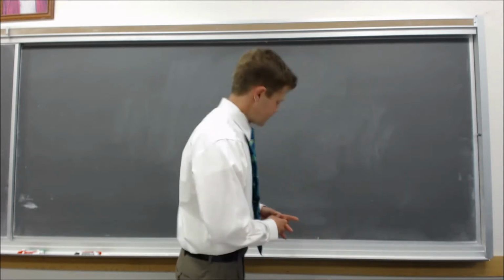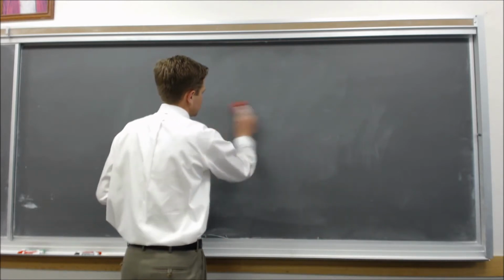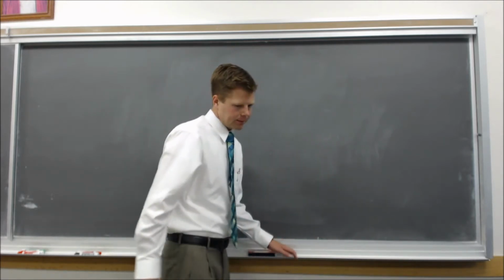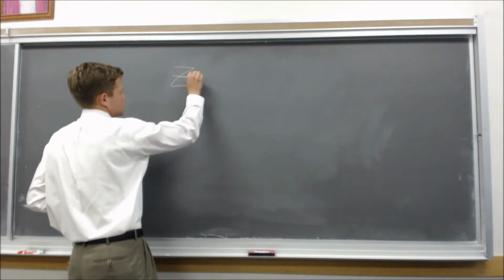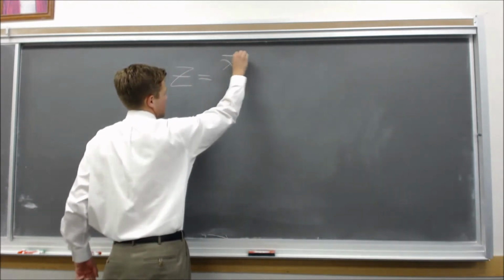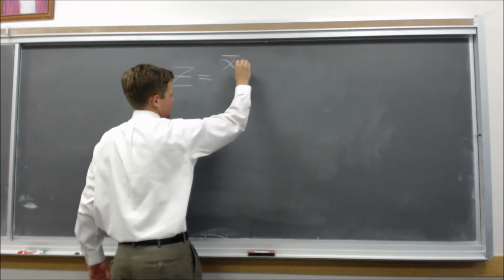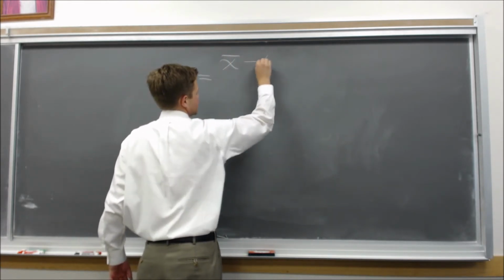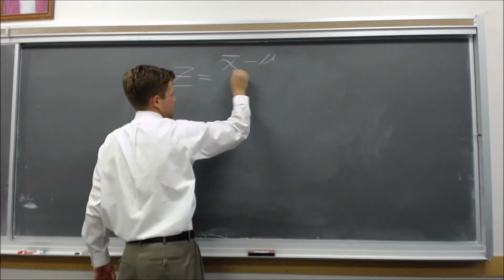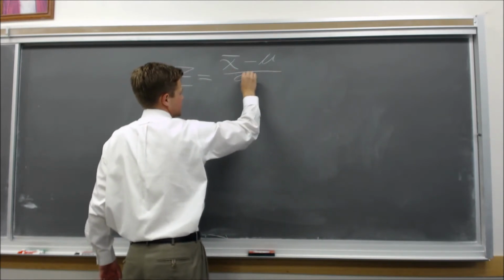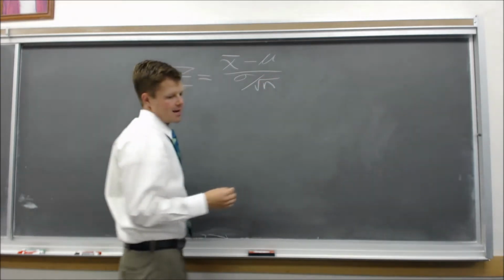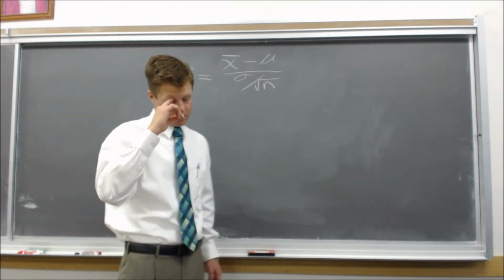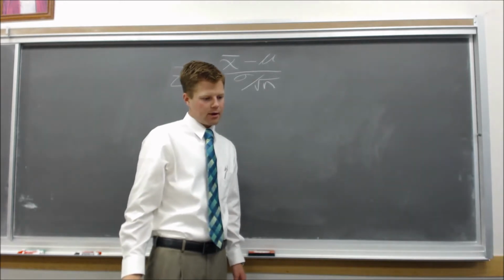Okay, so we're going to be using the z-score here. Now let's review what our z-score is real quick. Z is equal to x bar, which is the mean of your sample, minus mu, the mean of your population, divided by sigma, which is your standard deviation, divided by the square root of n, which is your sample size. Okay, so let's fill in these pieces one by one.